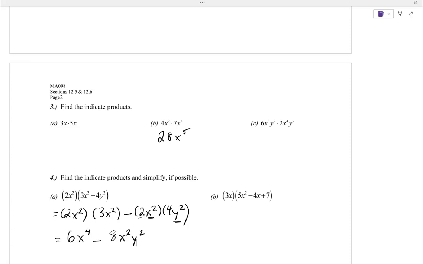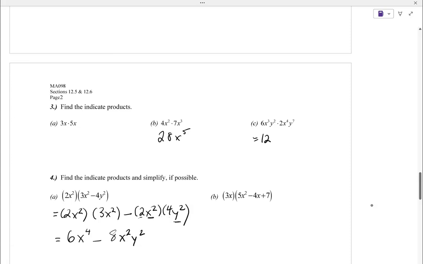So, looking at this again, we're multiplying these two things together: the 6x cubed y squared and the 2x to the 4th y to the 7th. So, what do we do with the 6 and the 2? The 6 here and the 2 here, what will we do with those? Just multiply them. Good, good. So we would have the 6 times the 2 gives me the 12, right?